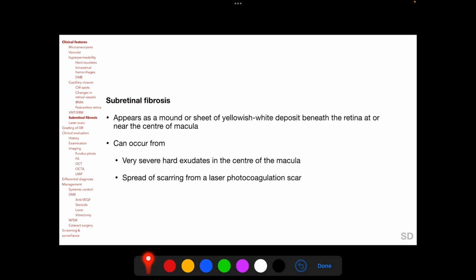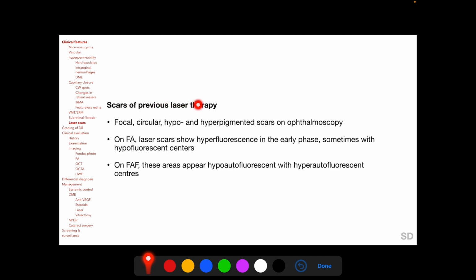Subretinal fibrosis may occur in eyes with diabetic retinopathy and can occur from long-term deposition of very severe hard exudates in the center of the macula or from spread of scarring from a laser photocoagulation scar. And subretinal fibrosis appears as a mound or sheet of yellowish-white deposit beneath the retina at or near the center of the macula. Scars of previous laser therapy can also be found in eyes with diabetic retinopathy, and they appear as focal, circular, either hypo- or hyperpigmented scars on ophthalmoscopy.